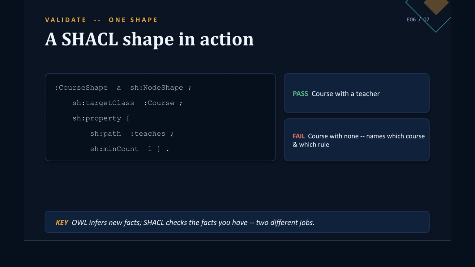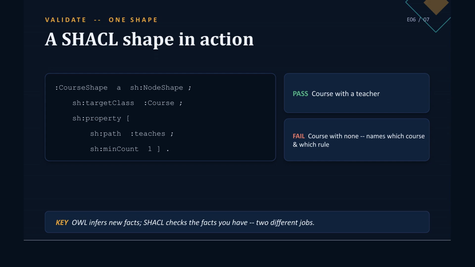Then we add a property constraint on the path teaches, the minimum count is 1. Now we feed in our data. A course that has a teacher passes silently. But a course with no teacher fails, and SHACL tells you exactly which course, and exactly which rule it broke.